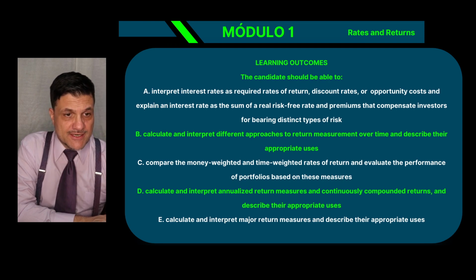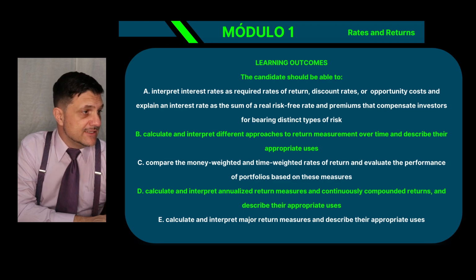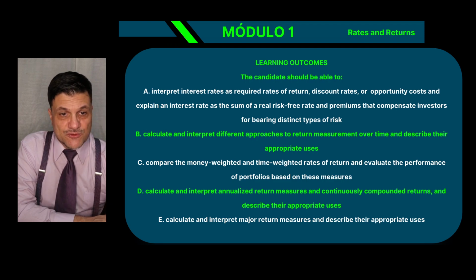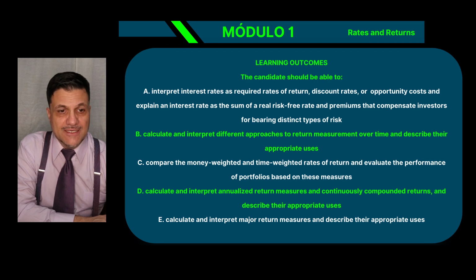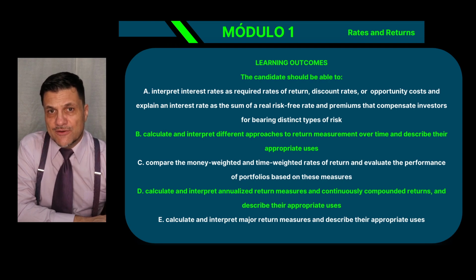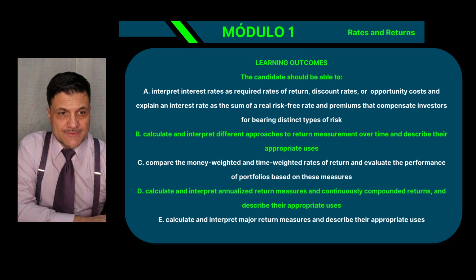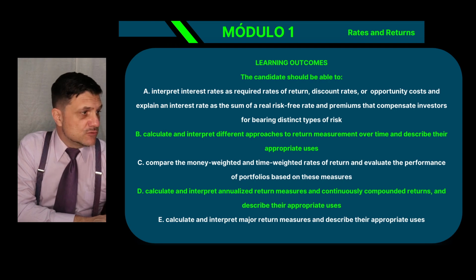The second one here is calculate. Look at that: calculate and interpret different approaches to return measurements over time. I have a list here for you. For example, holding period yield, HPY, or money-weighted return, time-weighted return, geometric average return, right? So you have quite a few that you need to be comfortable with, okay? All right, next one, look at that.